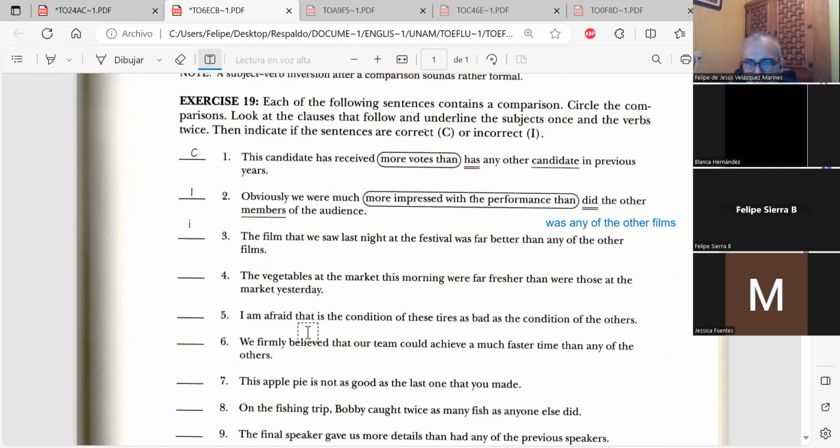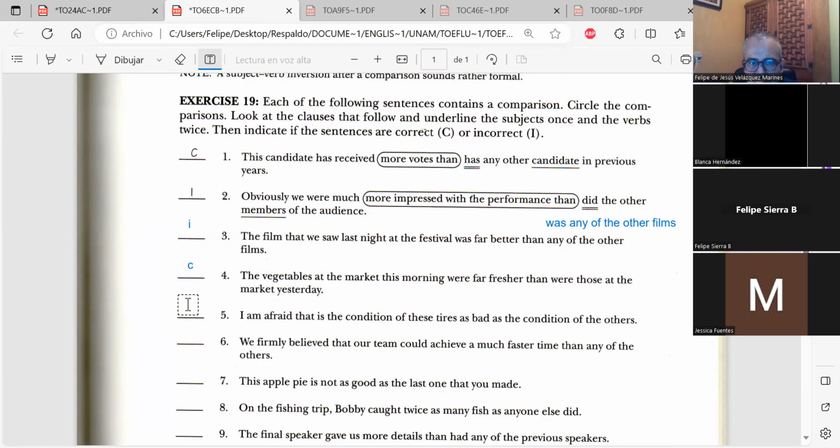Then Jesse, number 4. The vegetables at the market this morning were far fresher than were those at the market yesterday. Were far fresher. It is correct. Yes. The next one, Blanca.